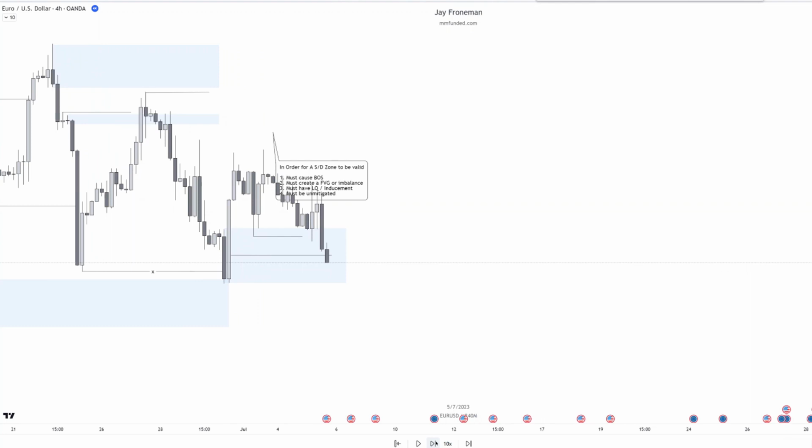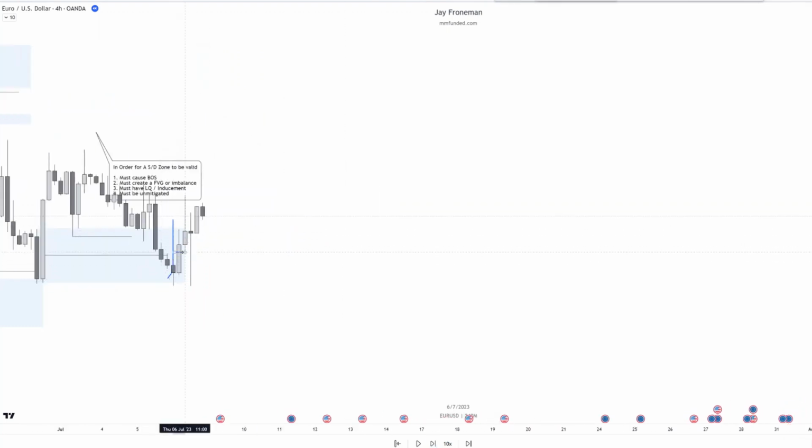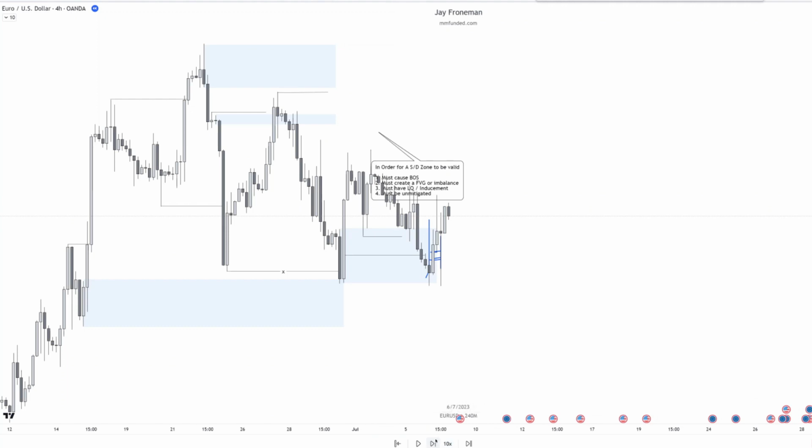Okay, there's the sweep, mitigation of the 50%, the displacement, fair value gap, the fulfillment of that gap. All right, price didn't clear this low, so it would have been 100% valid long.